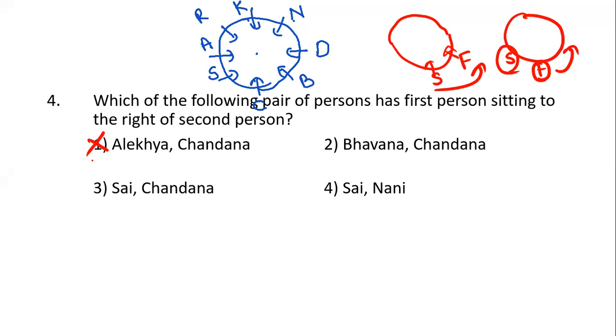First person is Bhavana. Second person is Chandana. Who is second person in second option? Chandana. So Chandana is second person. Then right side, who is there? Bhavana. Bhavana is first person here. Can I say that first person is sitting right of second person in second option? Yes. Means with respect to Chandana, who is on right side? Bhavana. Directly you can eliminate remaining options.